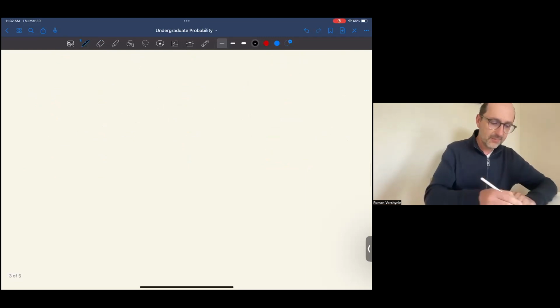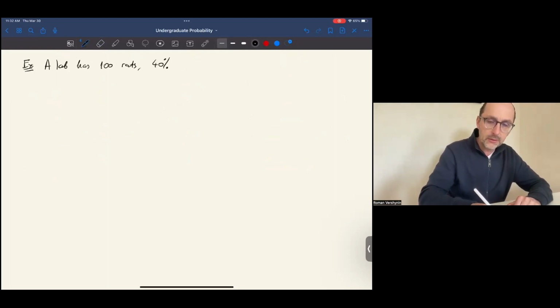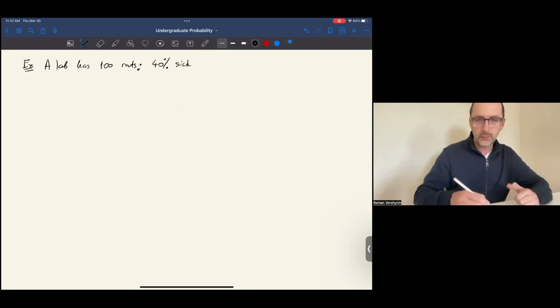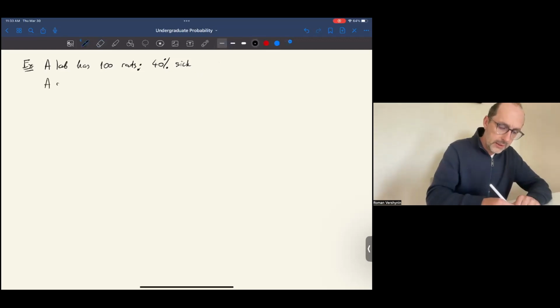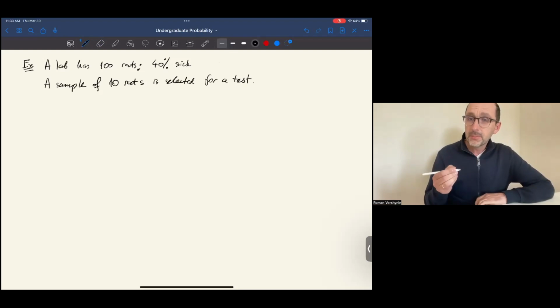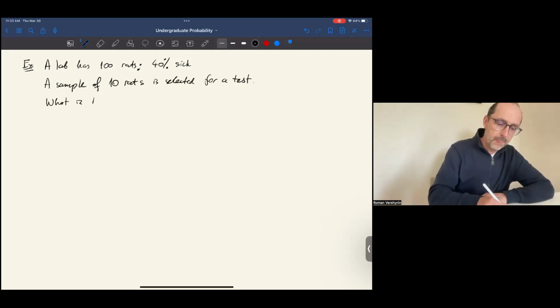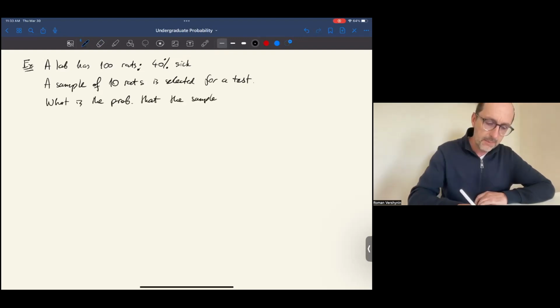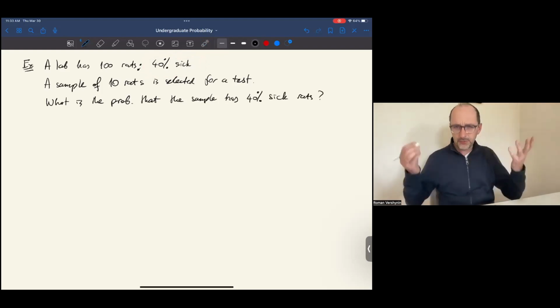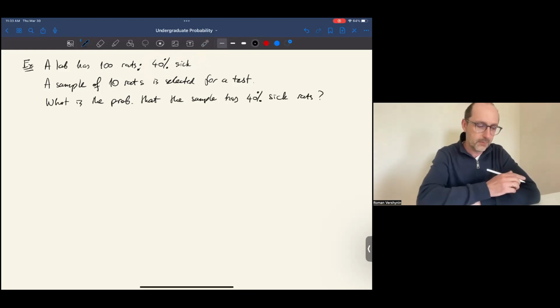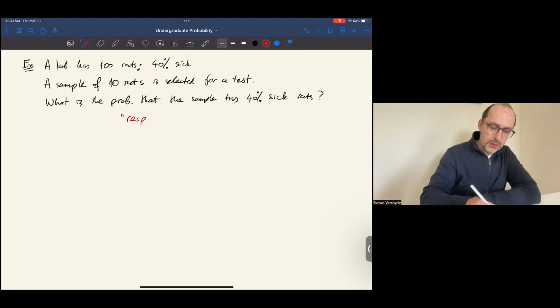One more example. Imagine that a lab has 100 rats, 40% of which are sick, so 40 sick rats, and 60% are healthy. Now we take a sample of 10 rats at random for a test. We would like that the sample be representative. So what is the probability that the sample also has 40% sick rats? The same percentage as in the general population of rats in this lab. Such a sample we may call a representative sample.